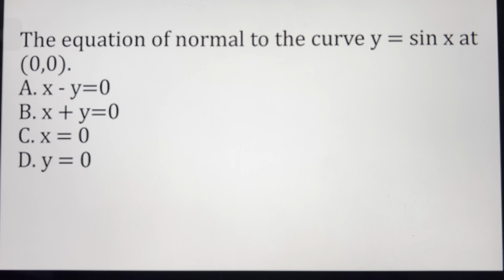Find the equation normal to the curve y equals sine x at (0, 0). So using the point-slope form, y minus y sub 1 is equal to m times x minus x sub 1, where m is the first derivative. So y equals sine x, and the first derivative is cosine x. And when x is 0, cosine of 0 is equivalent to 1. So y minus y1, which is 0, is equal to m, which is 1, times x minus 0. So this will be y equals x.